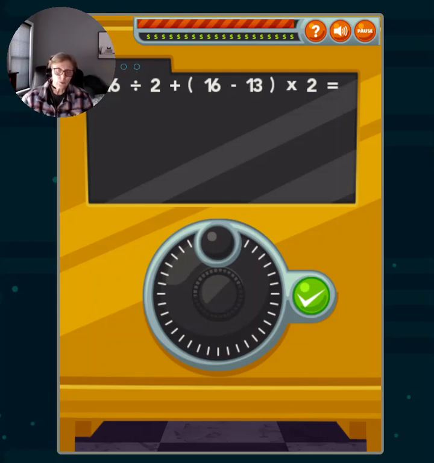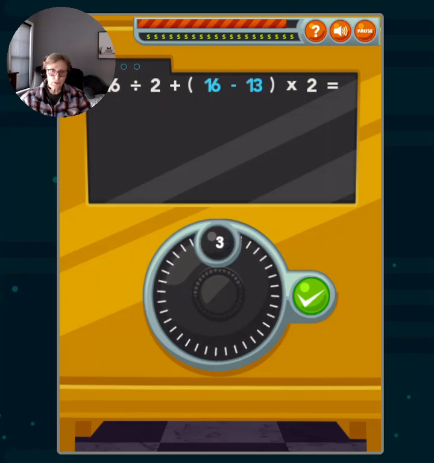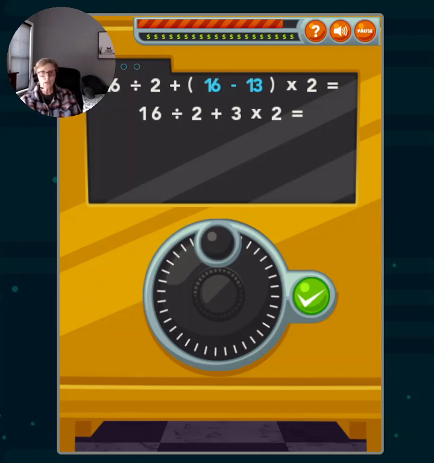Now we're going to start with parentheses. So I've got the 16, the minus 13 inside the parentheses. 16 minus 13 is 3. So I'm going to turn the dial to 3 and click the check mark. And look, where that used to be, it now put the 3. Nice.